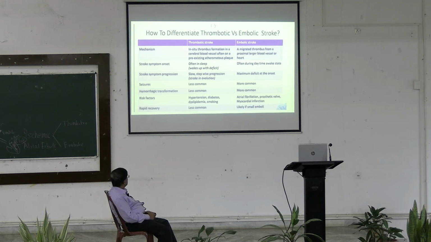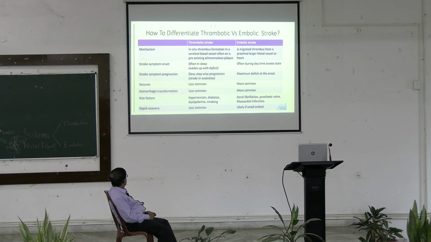Now, seizure is more common in embolic stroke because it is sudden. Hemorrhagic transformation is also more common. Hemorrhagic transformation means the embolus causes the ischemic area and there is a hemorrhage inside the ischemic area. That is called hemorrhagic transformation. A large infarct may develop hemorrhage inside the infarct area.